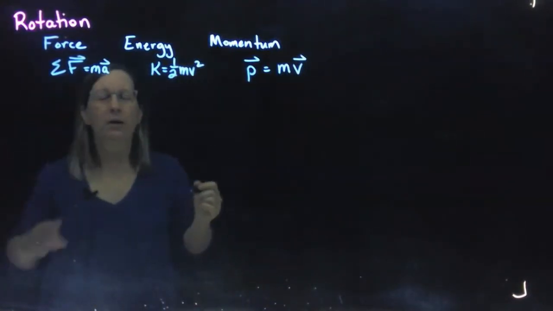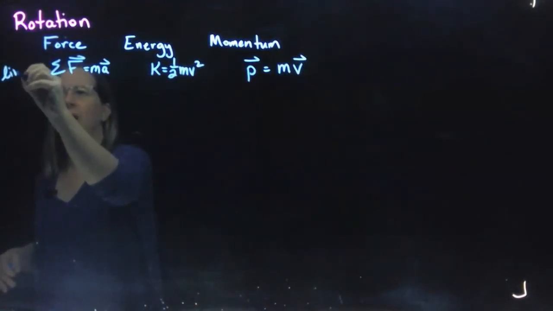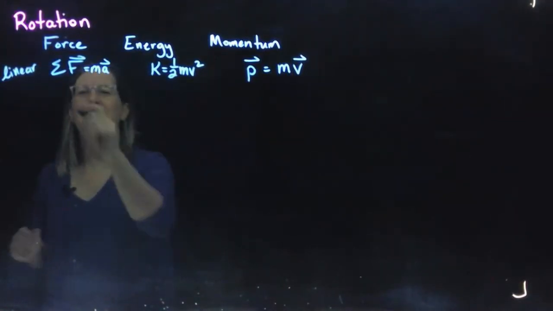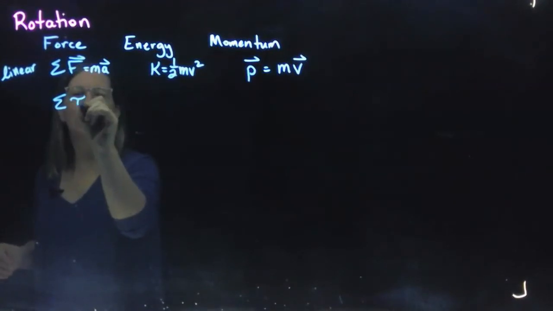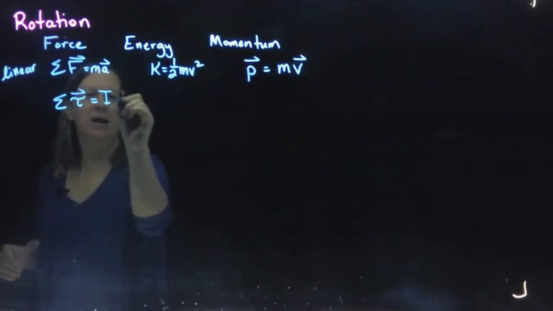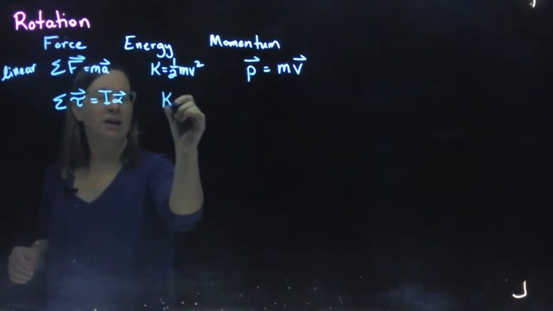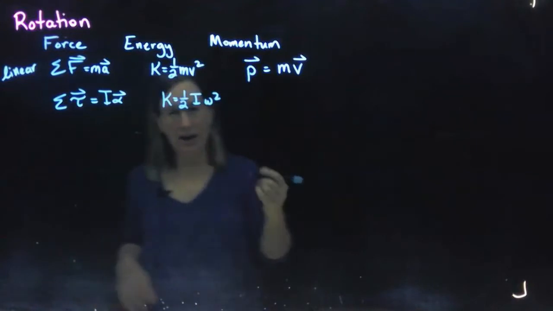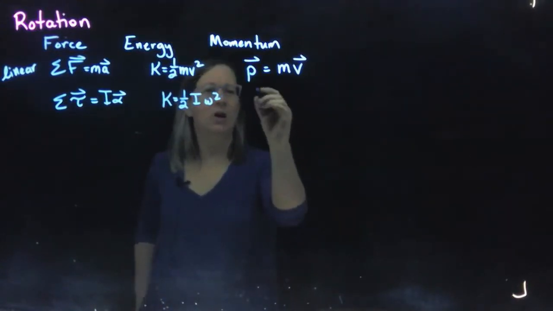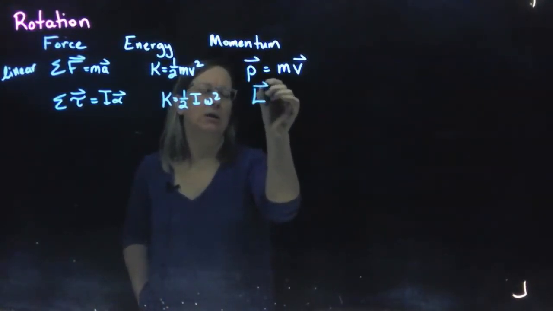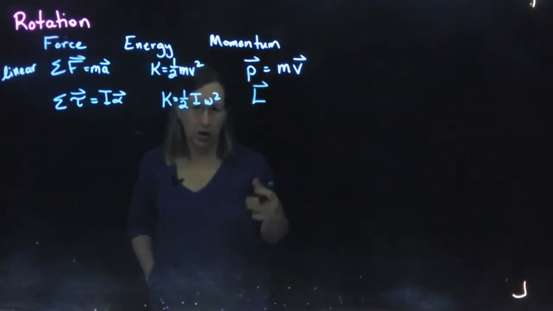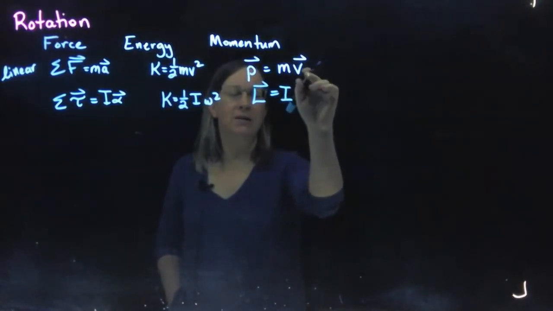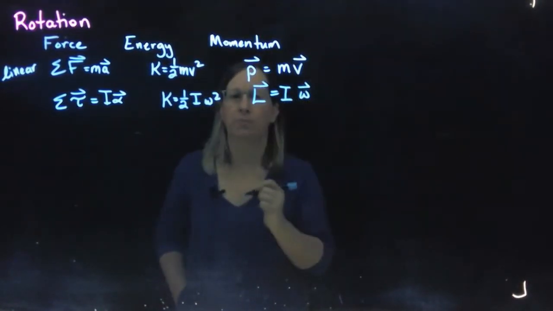Okay, well, this is the linear case, that should look familiar. Rotational, you know, we turn everything into Greek letters. So in rotational, this became sum of the torques equals I alpha, kinetic energy equals 1/2 I omega squared. Angular momentum, as it turns out, we describe that with an L, either a capital or a lowercase l. Your book will use both. And instead of m, we put I, and instead of v, we have omega.